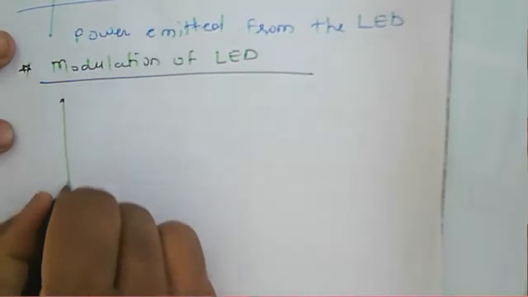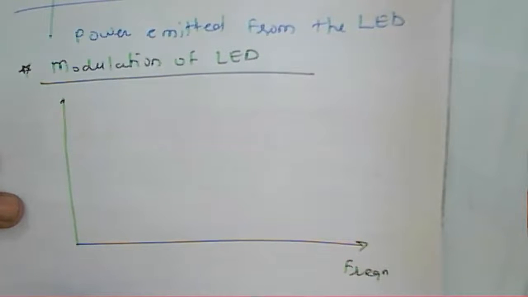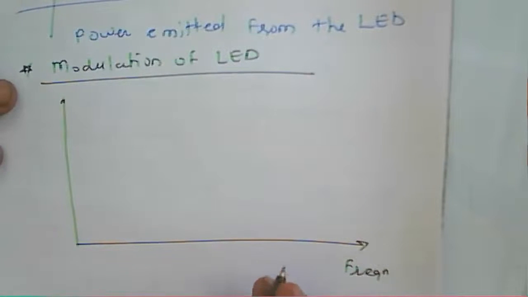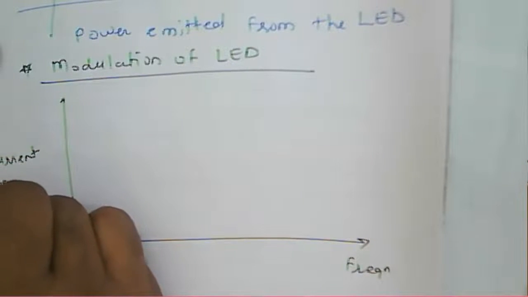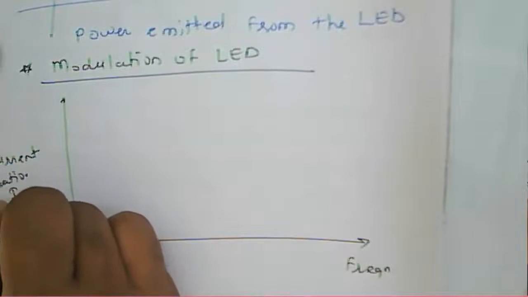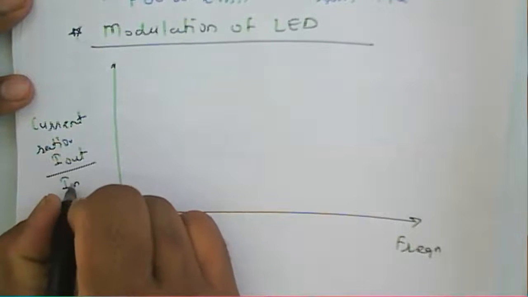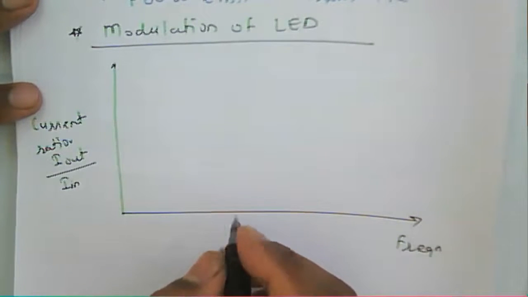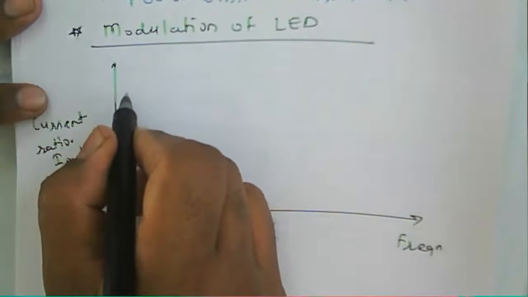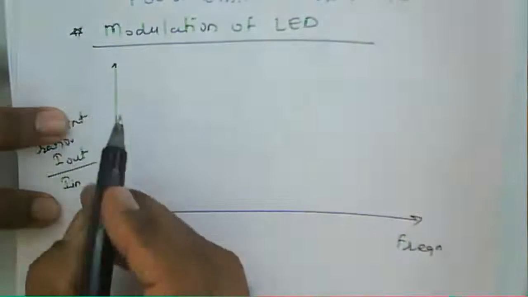We can consider here one graph. Generally we say that a bandwidth is nothing but the difference of the 3 dB points, or 3 dB frequency points. But here we can calculate it for the LED. So we need to know how many photons are emitted, in terms of the output current and the input current, so that the device will perform. Which means we can say what the power will be. Okay, we'll talk about the power also.